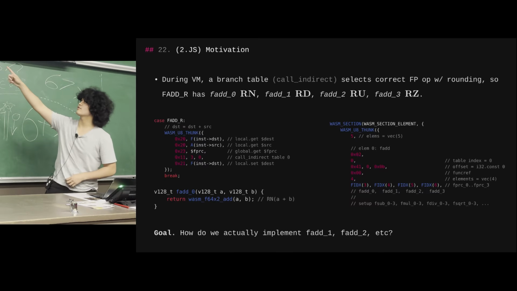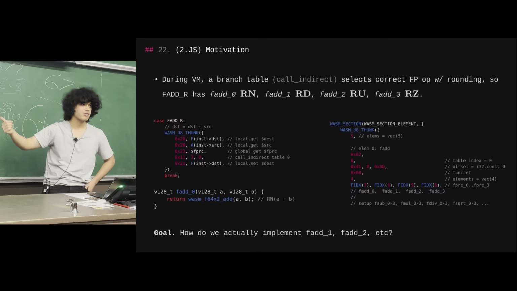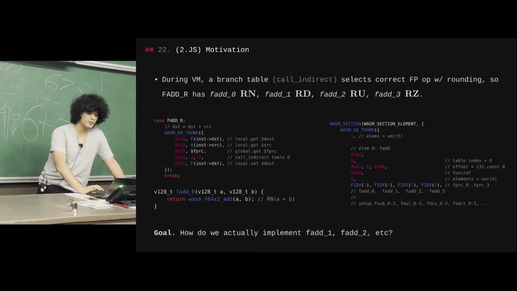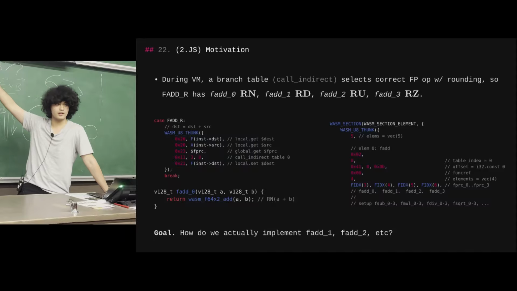For example, on the left, here's an implementation of fadd0. It's actually ripped from the source code. You just add them. It's super simple. But to answer that question, we'll go over how it's implemented in RandomX.js. So we're going to go on a deep dive. We want to beat this goal.